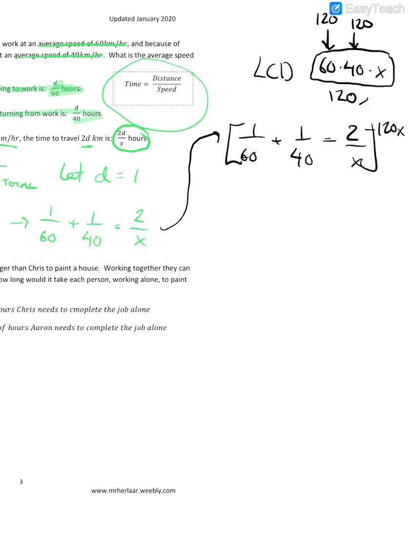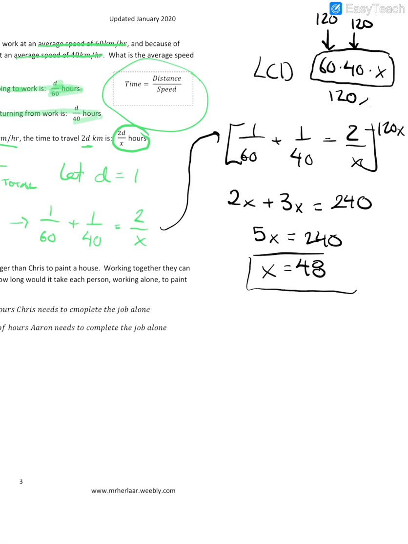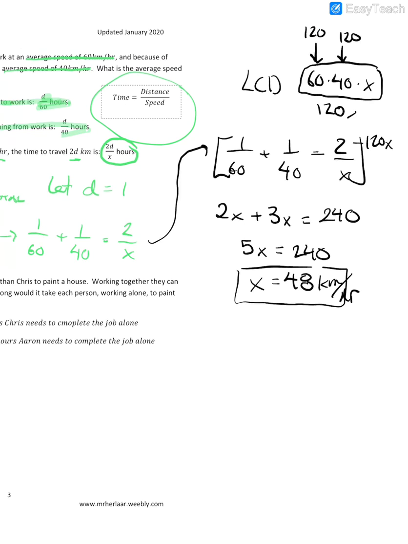120 cancels with 60, we're left with 2x. 120 cancels with 40, we're left with 3x. The x's cancel on the end, we're left with 240. Add that side, divide out the 5, x is equal to 48. So we solved our average speed, 48 kilometers per hour. Again, another quite challenging concept. That's why you guys hate these so much. All right, so let's continue.